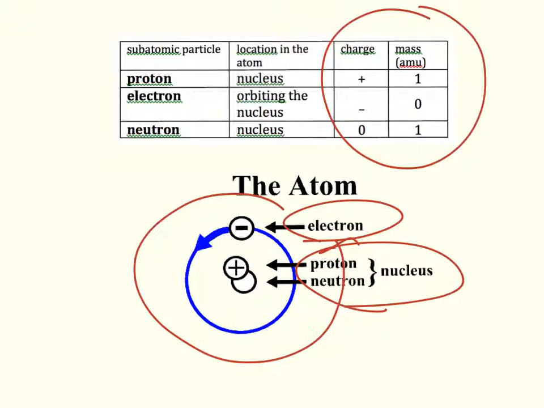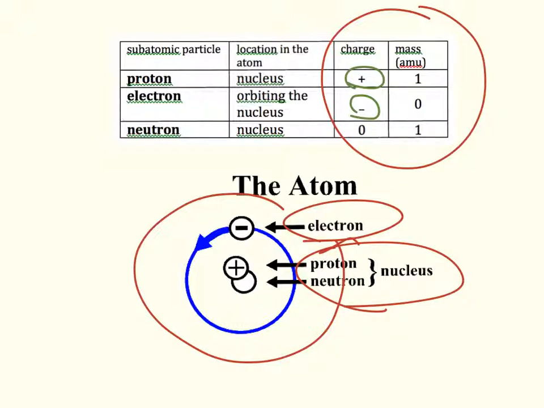The proton and the electron are the subatomic particles that have charges. The proton is positively charged, the electron is negatively charged. An atom in its elemental form will have an equal number of protons and electrons. It will be balanced, so it will be neutral. The protons and the electrons will equal each other.